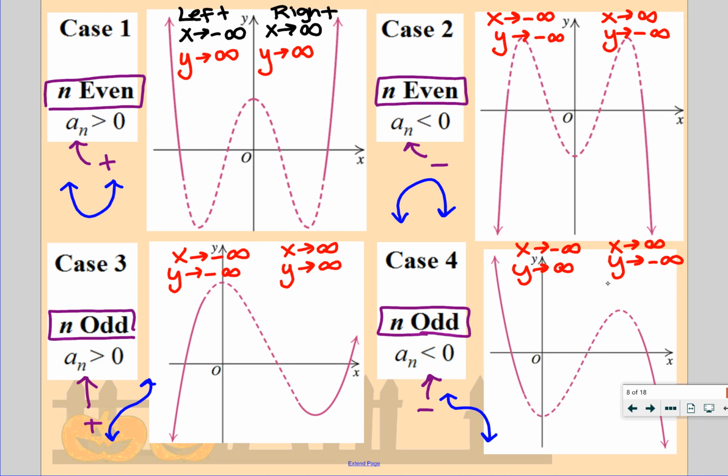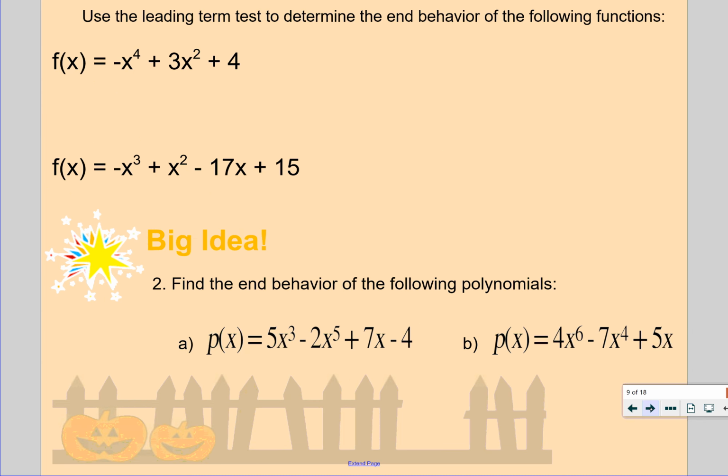All right, so here's how we use these. We're going to do a couple together, and then you can try them on your big idea worksheet. There is a theorem that says we can use the leading term of the polynomial to figure out the entire end behavior. Now, all the rest of the terms will help us figure out what's going to happen in the middle. For right now, we're just worried about the ends, and that's called the leading term test.